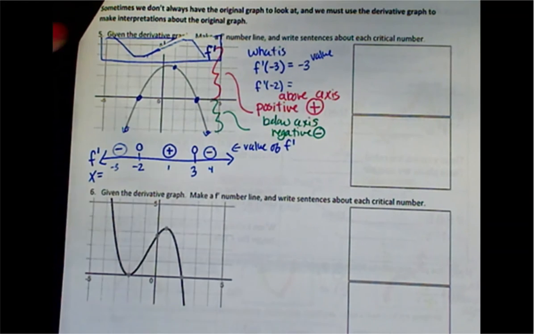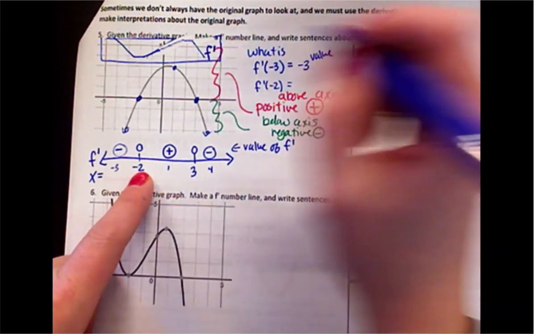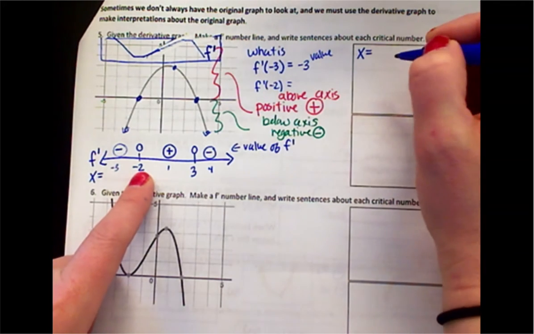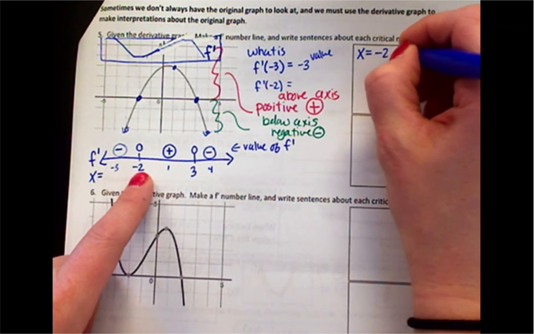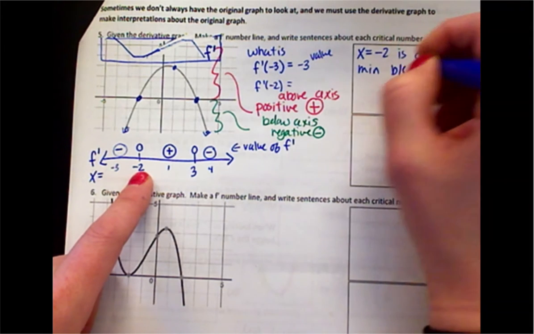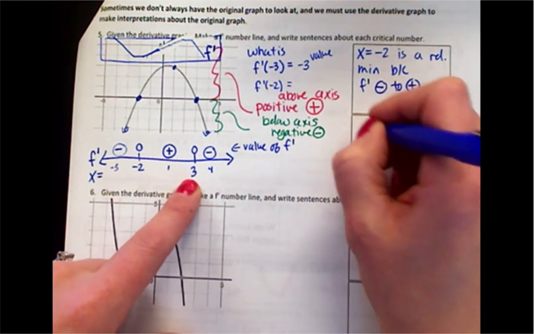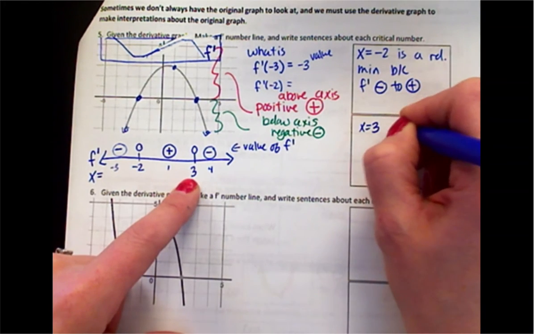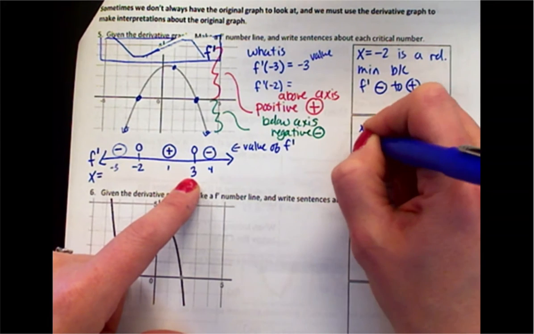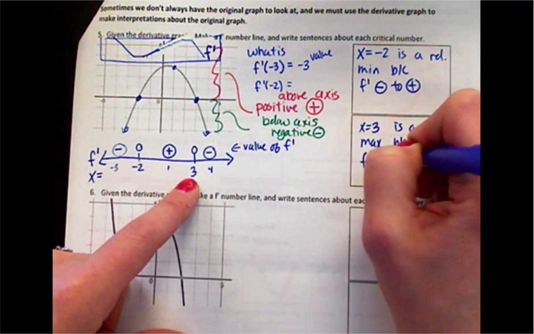Okay, looks cubic, quadratic, makes sense. Right? Polynomials decrease by 1 degree. Okay, so my sentence: x equals -2 is a relative min because f prime goes minus to plus. X equals 3 is a relative max because f prime goes plus to minus.